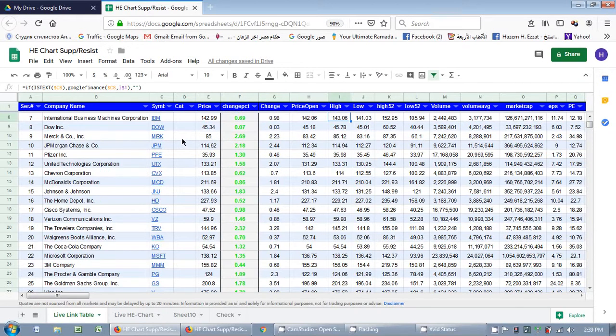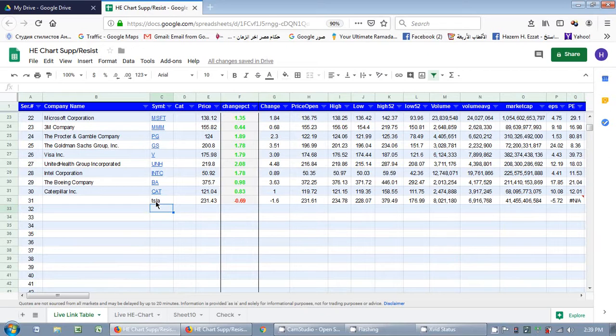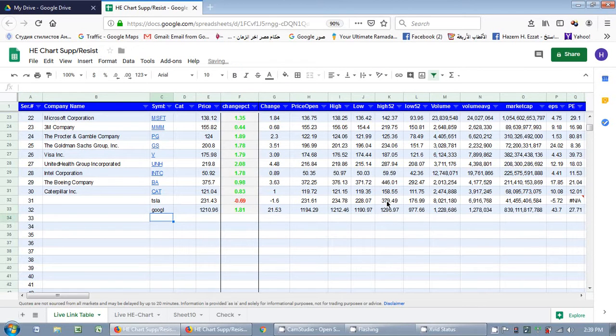The ease with which you can add a stock is demonstrated here. Let's say Tesla. If you're following Tesla, you just plug in the ticker name and the sheet will populate automatically. Google as an example, there you go, it populates automatically.